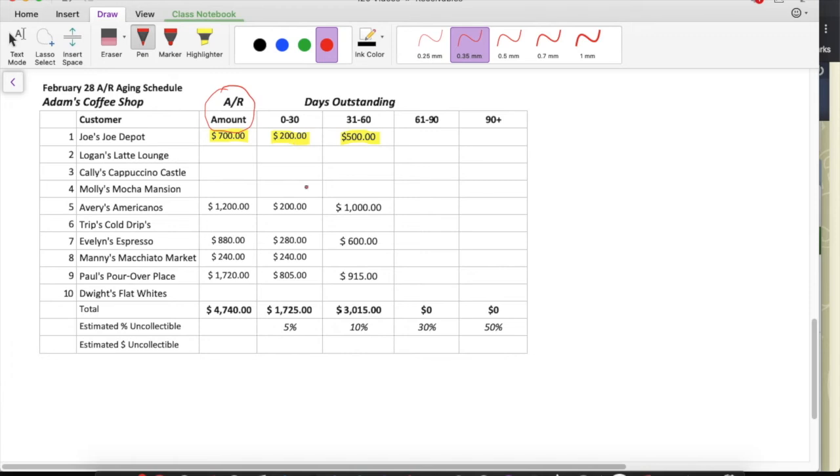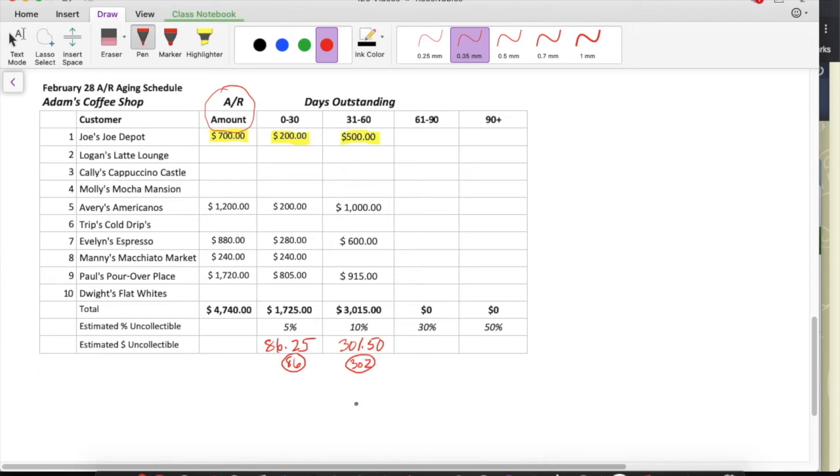And so if we do the math for this aging schedule, the estimated uncollectible amount from my 0 to 30 day receivables is $86.25. The amount expected to be uncollectible from my stuff that is 31 to 60 days old is $301.50. So if we want to round these just to be easier with the numbers, we can say 86 here and 302 here.